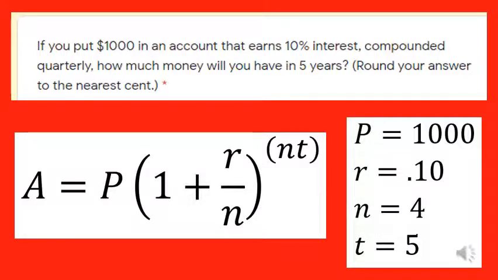P, the principal, is always what you start with, and it tells us you put $1,000 in an account, so P's got to be 1,000. R is your rate of interest. Again, you always put that as a decimal, so 0.10. N is the number of times it's compounded per year. In the problem, it says compounded quarterly. That's why N is 4. And T is your time, your number of years, and here that is 5 years.